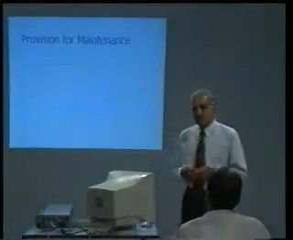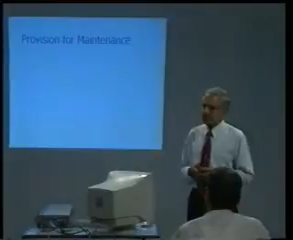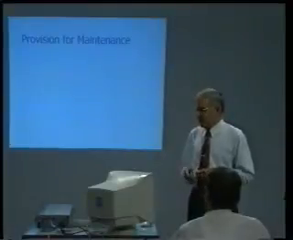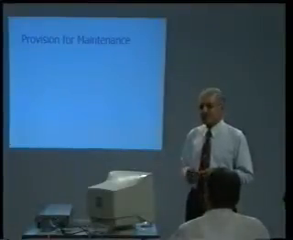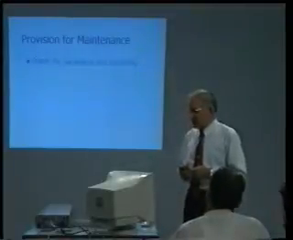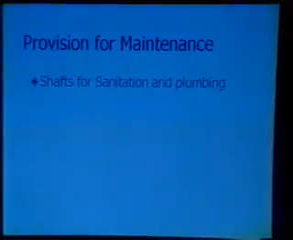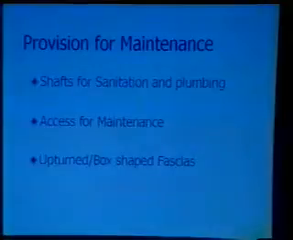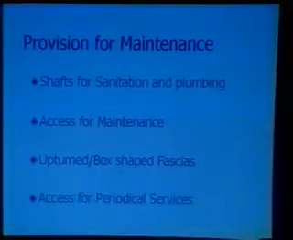Now, having considered the structural aspects, we will come to a few commonly overlooked aspects of design which are useful for the maintenance point of view. The first one is the shaft for the sanitation and the plumbing. Access for maintenance, upturned box shaped fascias, and access for periodical services.